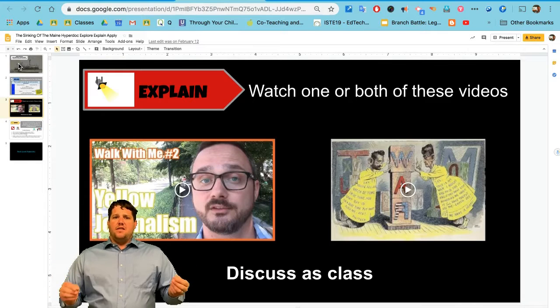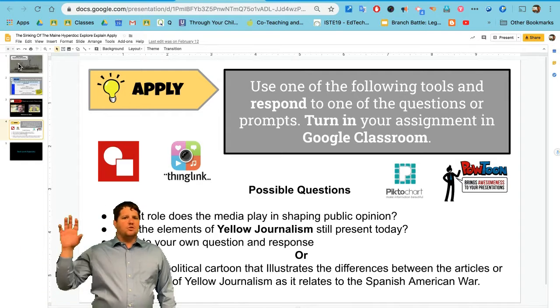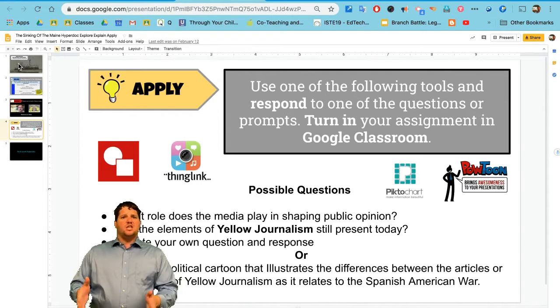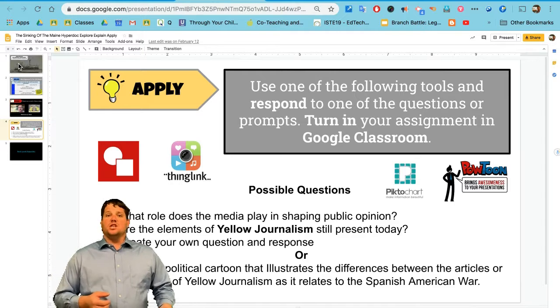After they've done that, then they got back to that same apply. That apply was also to create a cartoon or a different visual representation of what was going on at that time period based off of the articles that you've read.